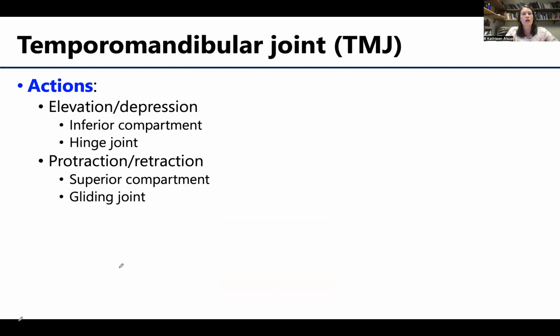Sometimes they happen together, but in that inferior compartment, so below the inferior disc, you will have what's referred to as elevation and depression occurring. So this is really where that hinge joint is happening. This is the more dominant movement. But we don't want to forget the superior compartment. So above that articular disc allows for protraction and retraction, a more translational movement. And you need that, particularly in terms of that protraction, to get the full depression of the TMJ joint.